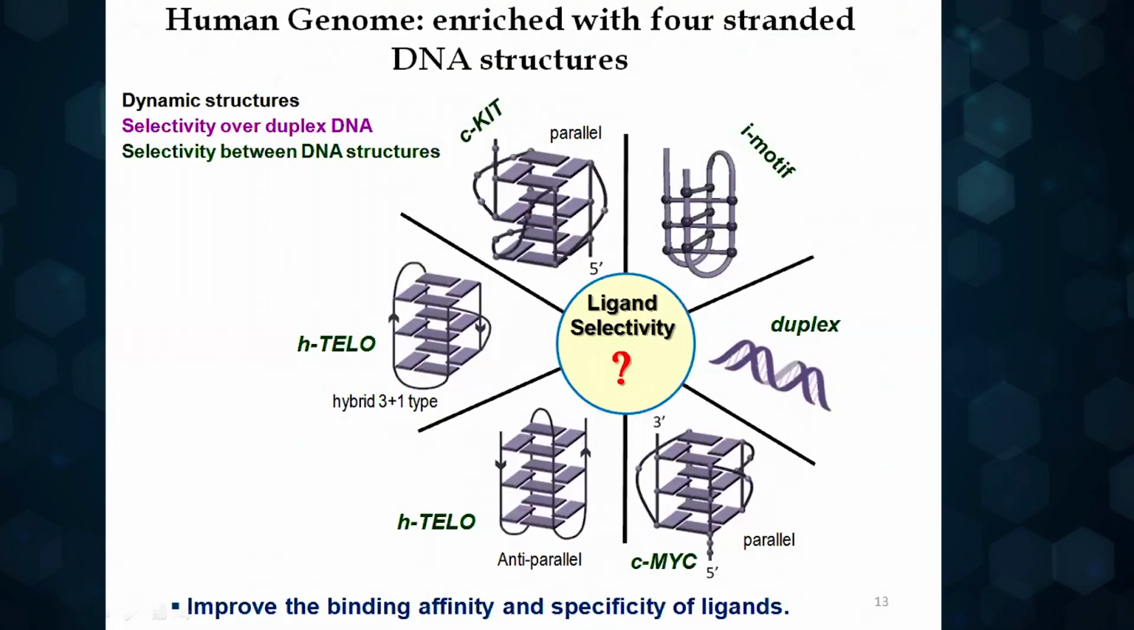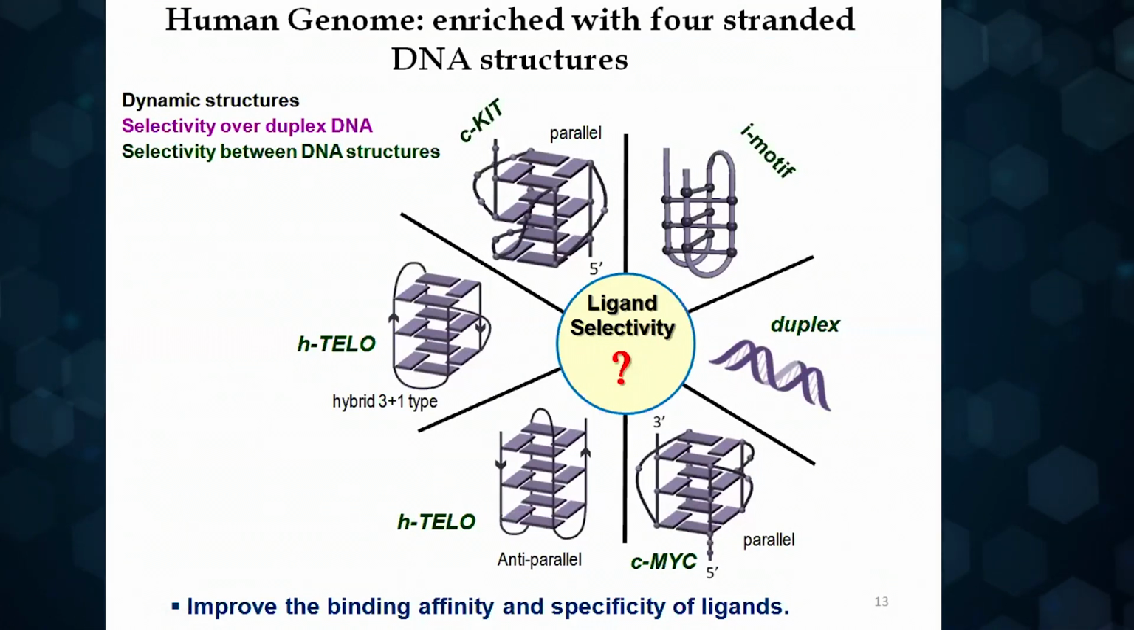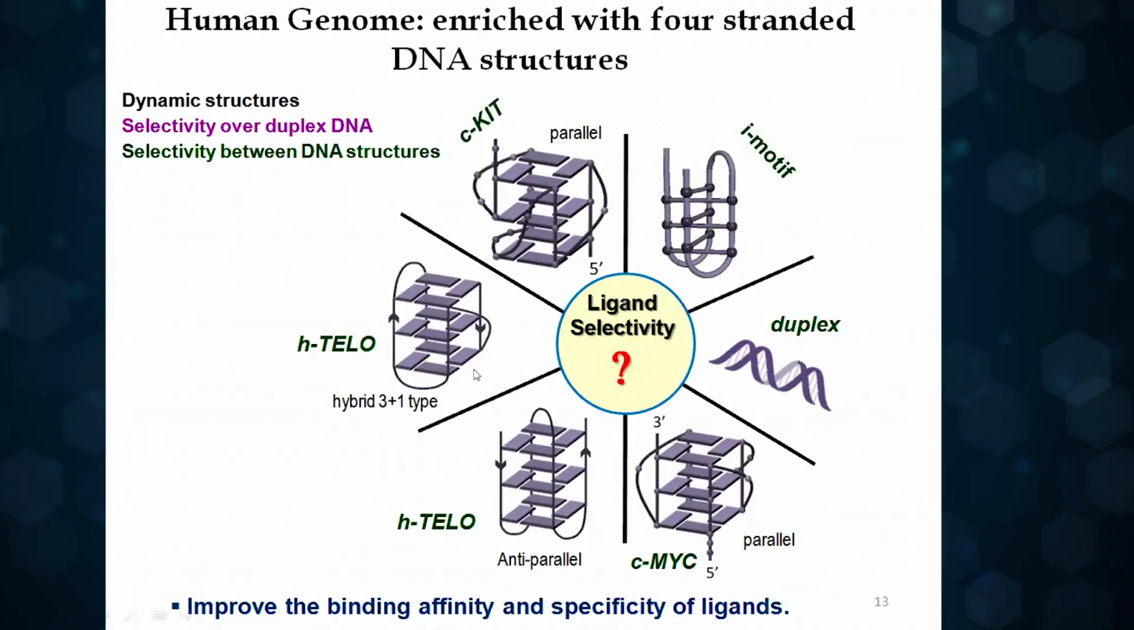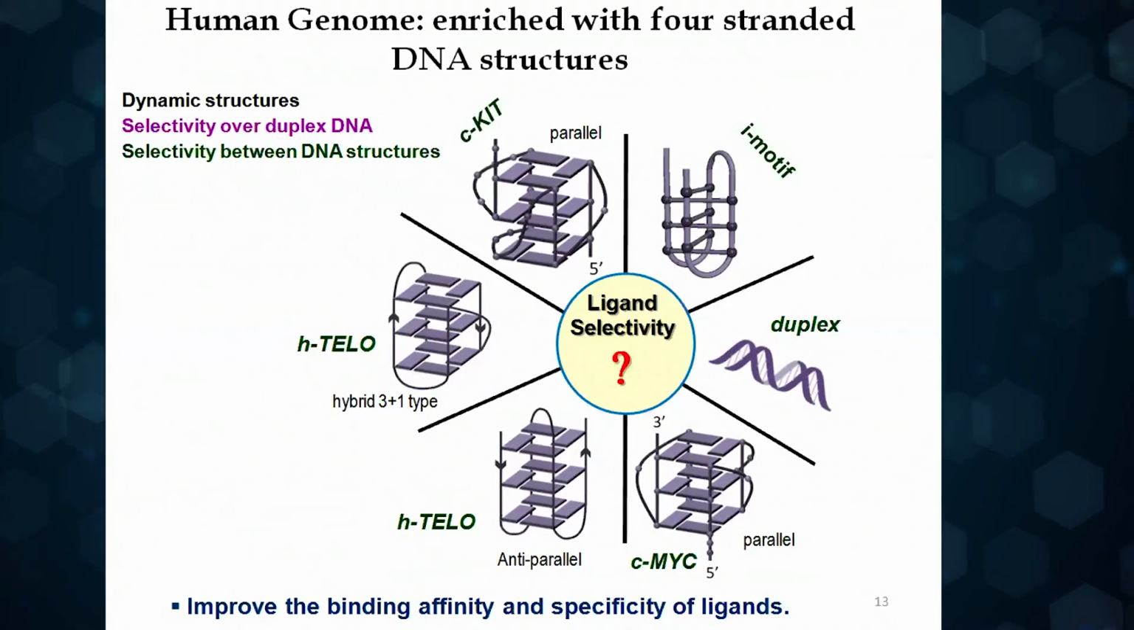However, the rational design of selective ligands is difficult and challenging because these DNA structures are highly dynamic in nature. G-quadruplexes like c-KIT, c-MYC, and HTelo all contain the G-quartet as the basic structural feature. Therefore, it is difficult to discriminate between these structures by using small molecules. In contrast to G-quadruplexes, only a few ligands are known for targeting i-motifs. Targeting i-motifs is challenging due to their pH-dependent folding topologies.